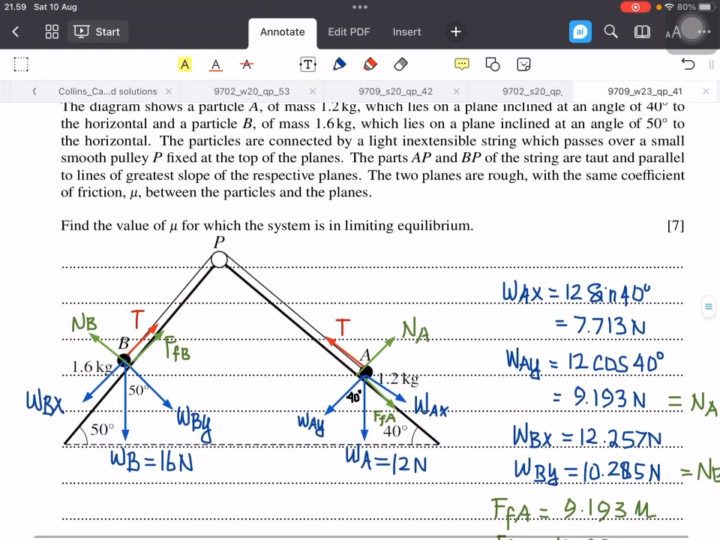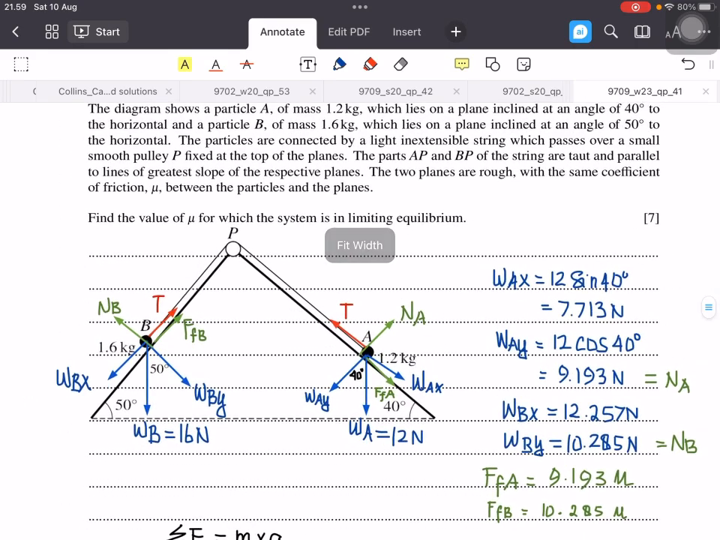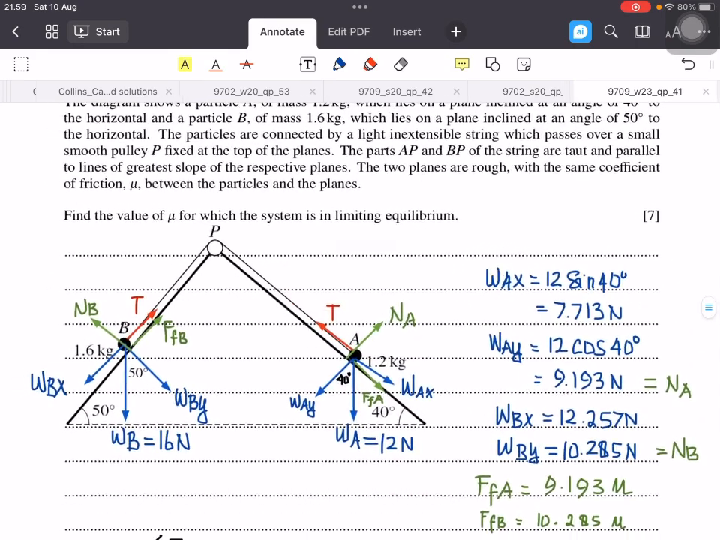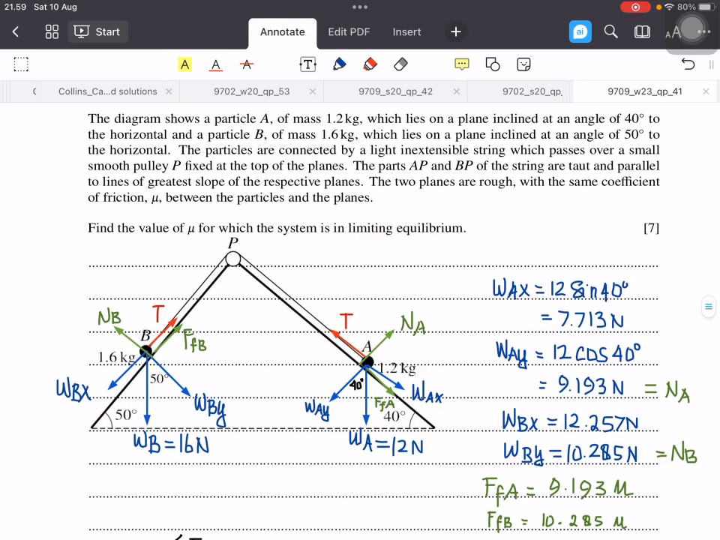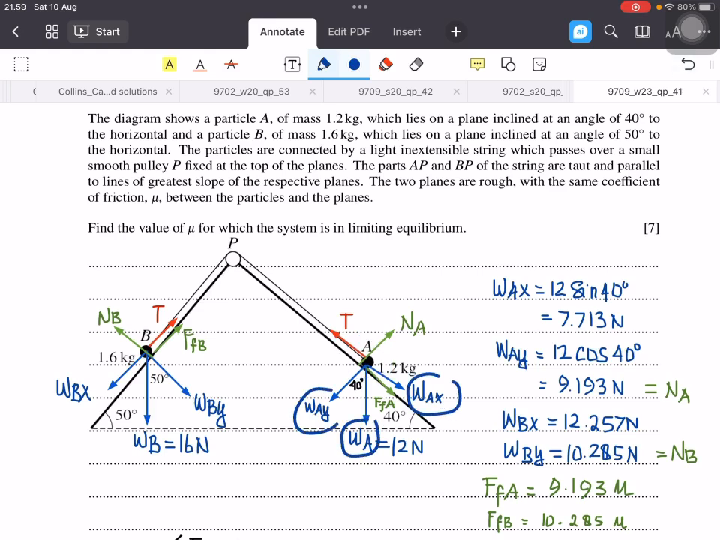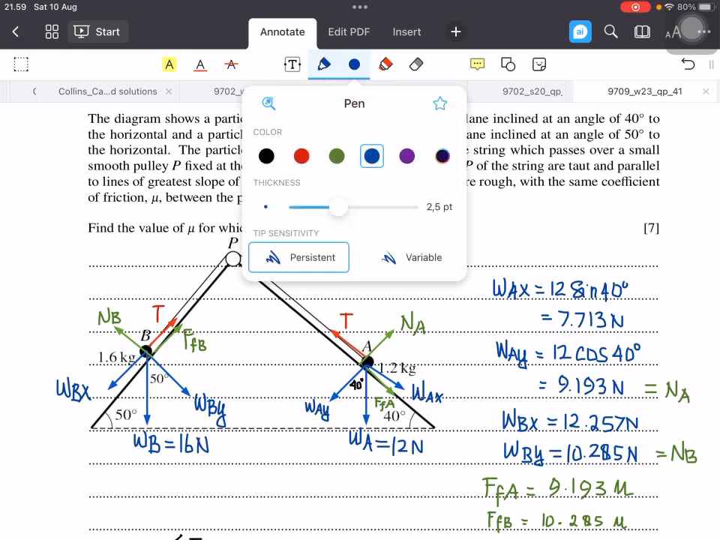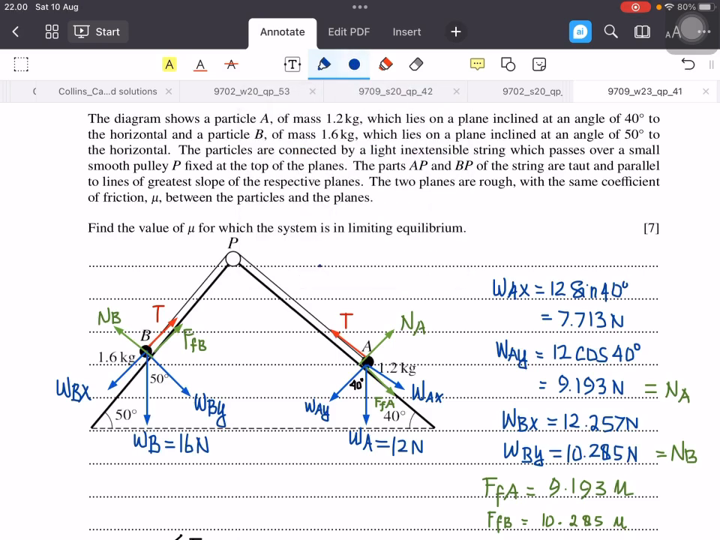So we redraw the diagram and then complete the diagram with the free body diagram. This is for particle A. We have WA, WAX and WAY, and then the normal on particle A and also the tension. We have friction force directed down the plane because particle A moves up.